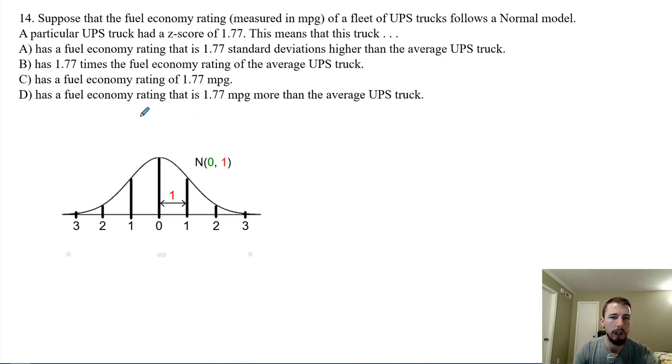Suppose fuel economy rating, measured in miles per gallon, of the fleet of UPS trucks follows a normal model. If it has a z-score of 1.77, that means it's 1.77 standard deviations above the mean, because this is a positive z-score. If it was a negative z-score, it would be 1.77 standard deviations below the mean. So higher than the average UPS truck. That would be A, as in Alpha.